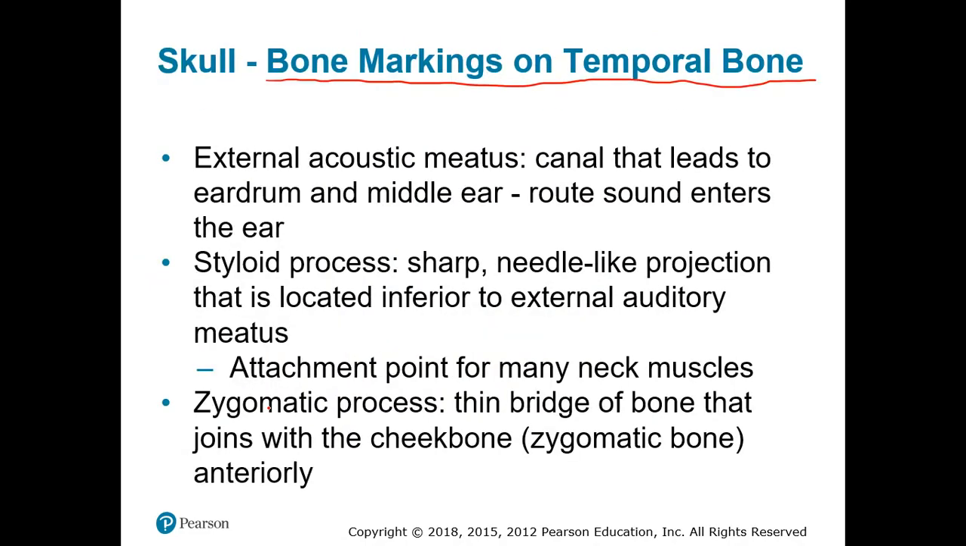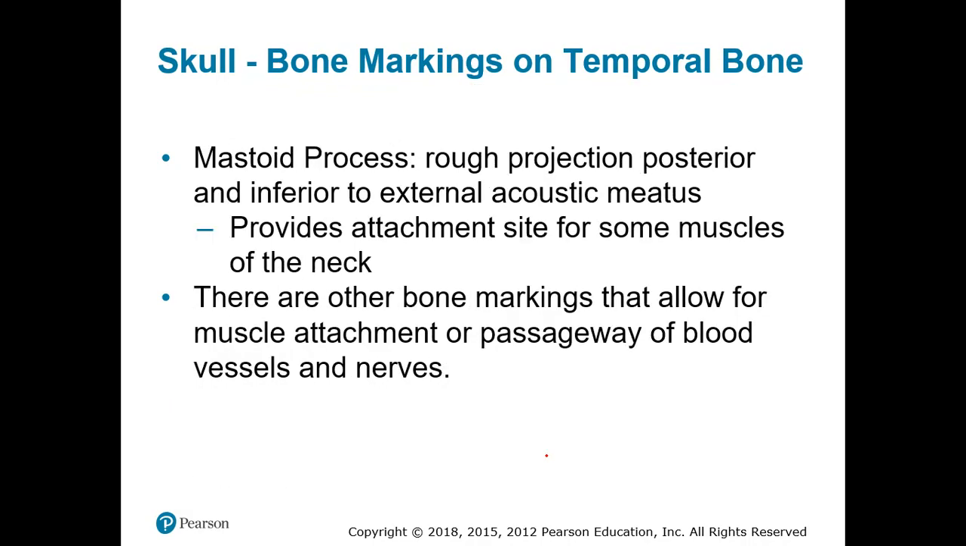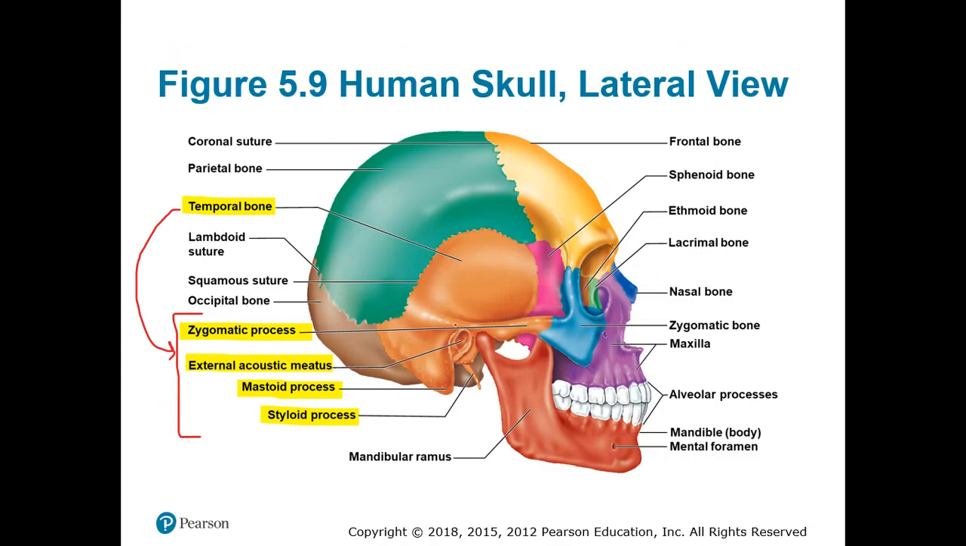And the last one on this slide is the zygomatic process. This is a thin bridge of bone that joins with the cheekbones anteriorly. So the zygomatic process is this entire length from here to here. It's that bridge, and it bridges your temporal bone up here with your cheekbone, or your zygomatic bone, is what we'll learn to call that.